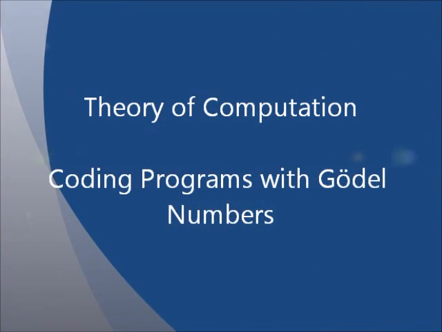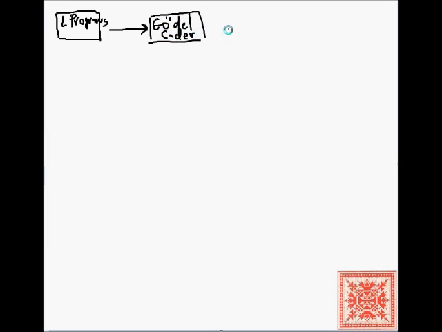In this screencast, we'll talk about coding programs with Gödel numbers. Suppose that we have a program, and the formalism that we have been using is the programming language L, which is developed in the book Computability, Complexity, and Languages by Davis, Weyuker, and Sigal. Although it can be any formalism, the technique that we will discuss in this screencast can be extended to any formalism, any programming language, although with significant modifications.